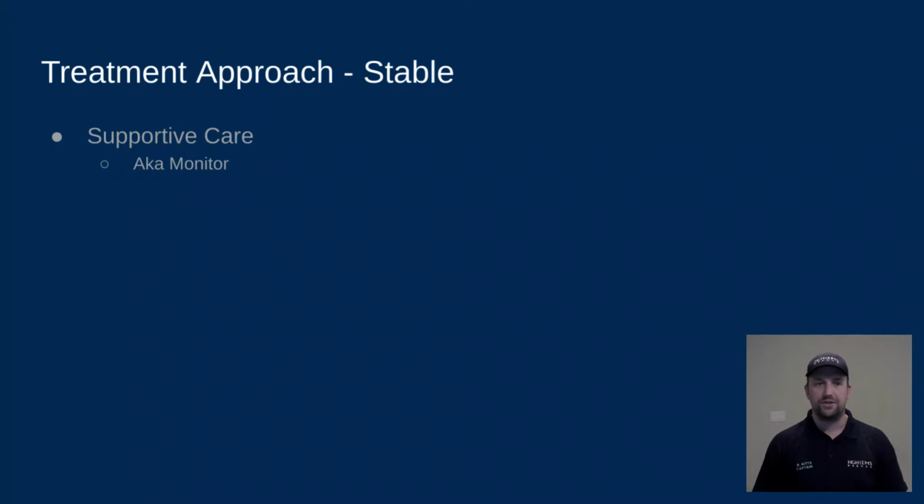For the stable population group, it's very simple. We're going to provide supportive care. Really, that means we're going to monitor. That doesn't mean that you shouldn't give a bolus or provide oxygen, those things of course, but in terms of treating the AFib RVR scenario, we're just going to monitor it. These patient groups have heart rates maybe 140s, 150s, 160s, but they have a stable blood pressure.